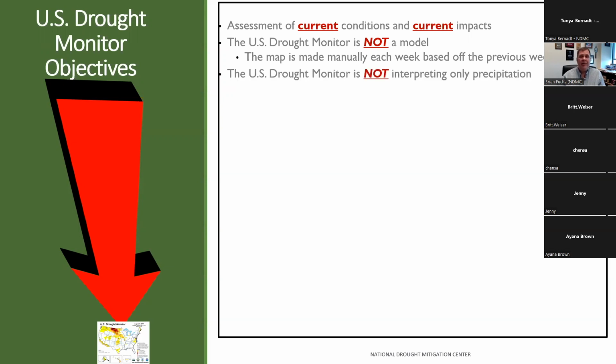The US Drought Monitor map is not interpreting just precipitation. This is probably one of the bigger questions that comes up. Again, people will notice where it rained and didn't rain, but we're looking at many other indicators besides just precipitation.